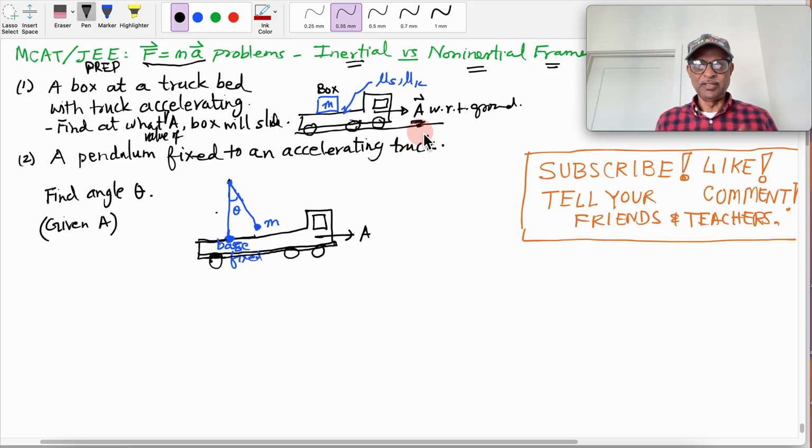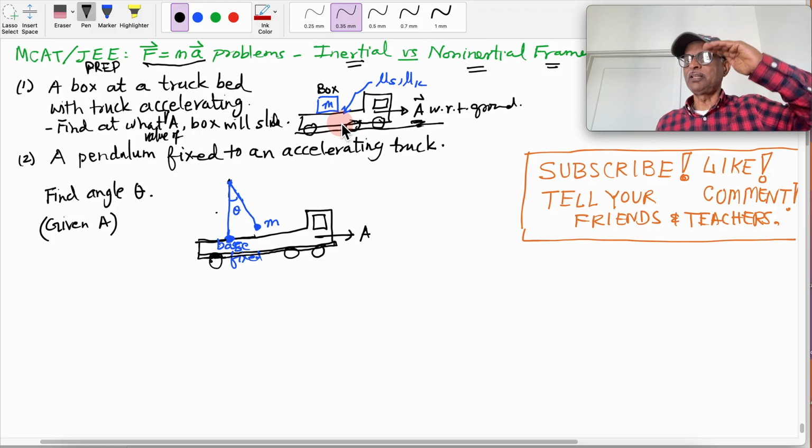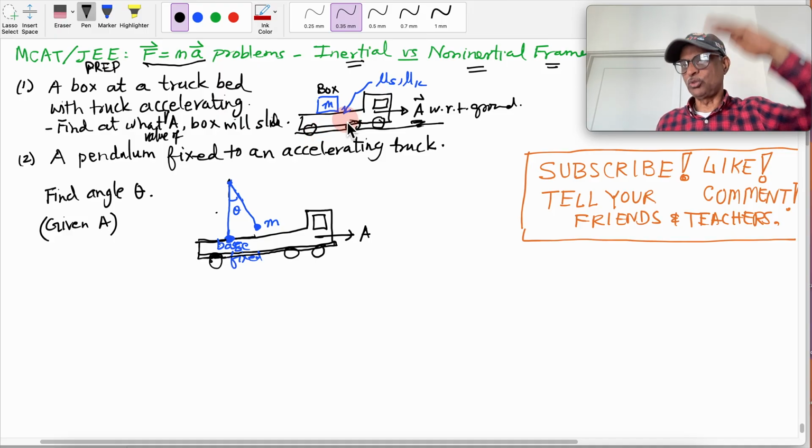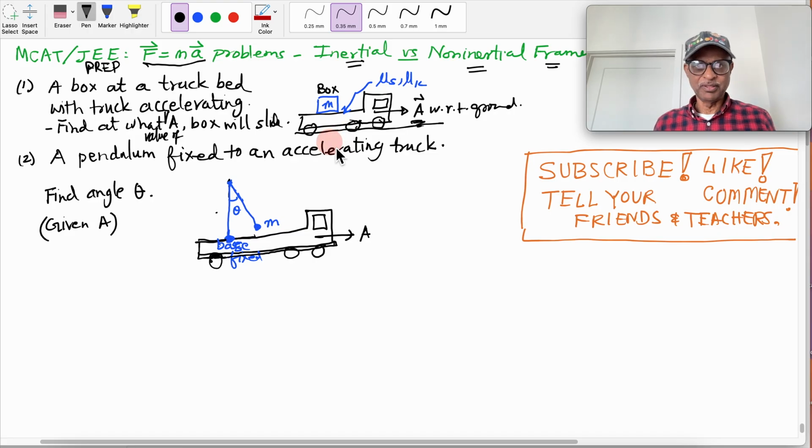If a is 0, or there is constant speed, the box is not sliding. But when you accelerate, maybe it's not sliding yet, but if you keep increasing the acceleration, eventually there comes a point where it's going to slide, and that's the point we want. The question doesn't address what happens after that. So we're trying to find a critical A. This A is a critical A.